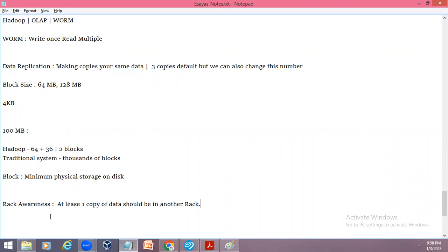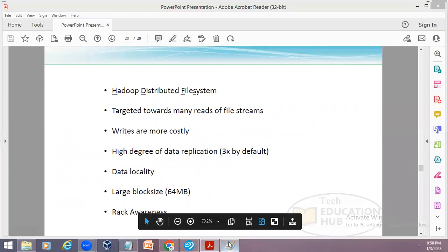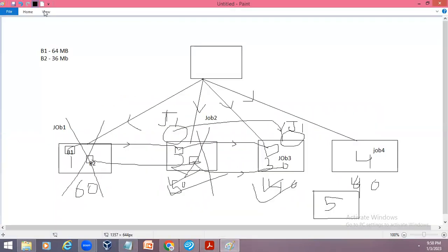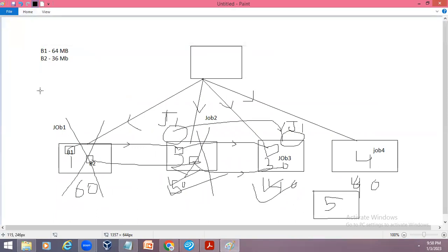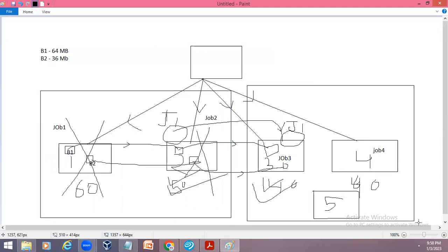Read this line again, and then I will explain. Rack awareness: at least one copy of data should be in another rack. That's called rack awareness. Now, how is a rack defined? A rack is actually a combination of data nodes in a Hadoop system.